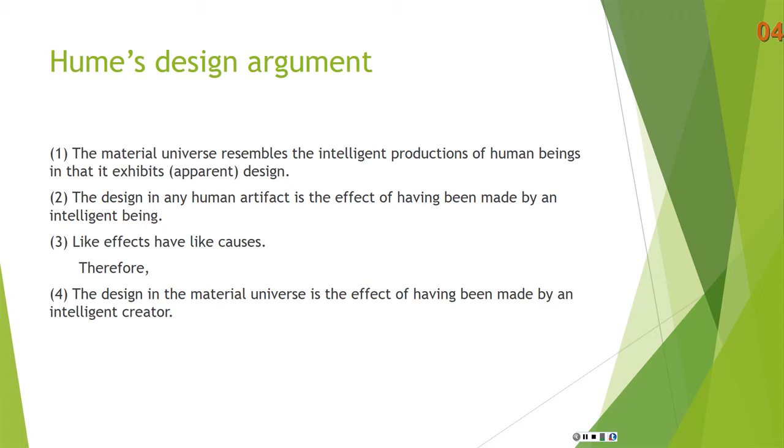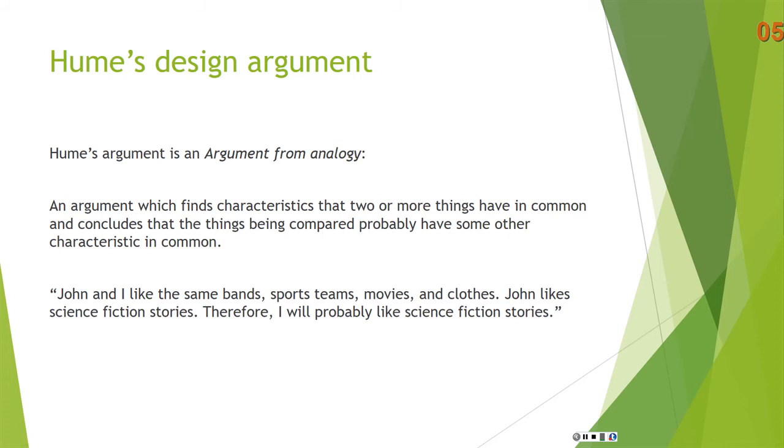So the basic argument is the universe is like a machine. For any machine that we know of, it's caused by an intelligent being. Therefore, the universe, in being like a machine, is caused by an intelligent being. It's an argument by analogy, and such arguments find characteristics that two or more things have in common, and concludes that the things being compared probably have some other characteristic in common.